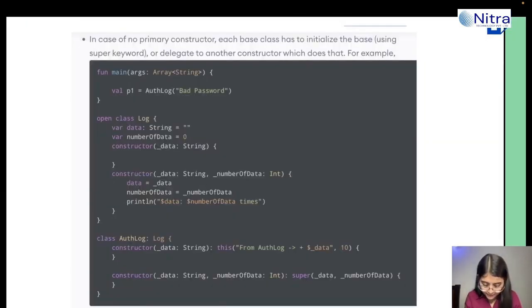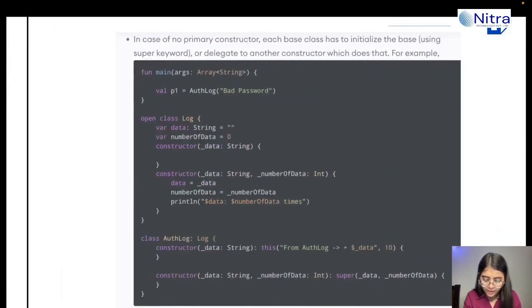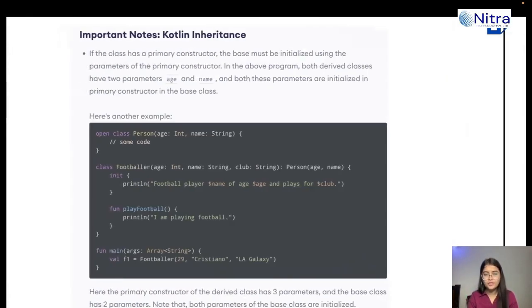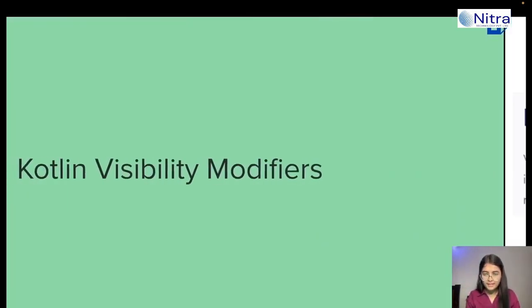In this case, because no primary constructor was associated with auth_log, you can see in the secondary constructor, we are passing values, so that if we are giving values while creating the object, it can process it somehow. So by now you know the concept of inheritance as well, and now is the time we talk about Kotlin visibility modifiers.